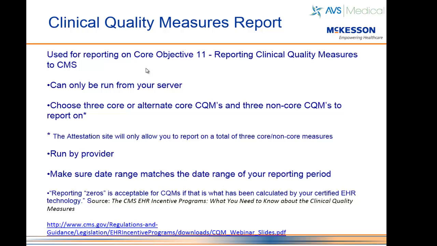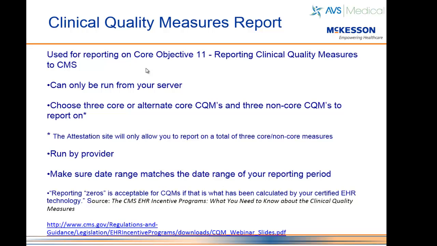Now we're going to talk briefly about the clinical quality measures, or CQM report. And if you'll remember from some of our earlier webinars, we talked about core objective number 11, which requires you to report on a set of 6 clinical quality measures to CMS. So this report, the CQM report, addresses just this one core objective. So we run this report just to get the values for this objective. This report is different from the one we talked about a moment ago in that it can only be run from your server. So when it's time to run this, you're going to have to go over to your server and run it from the server.